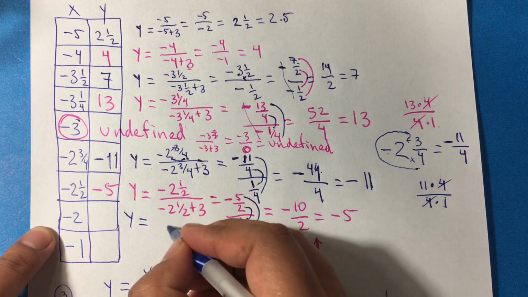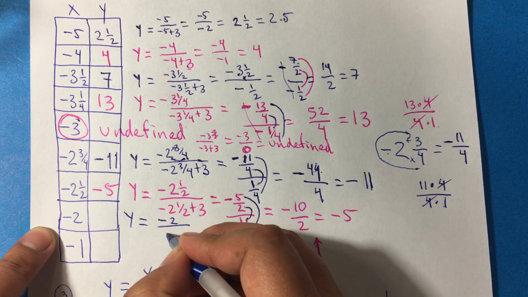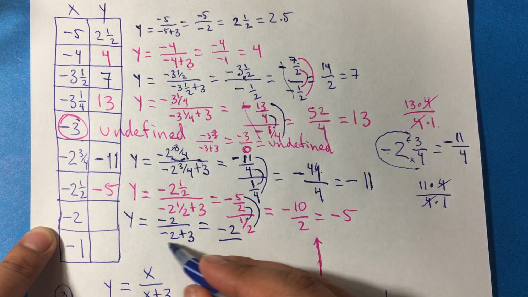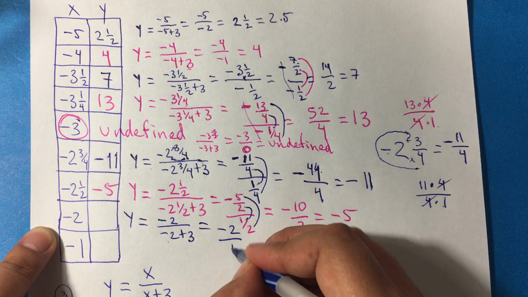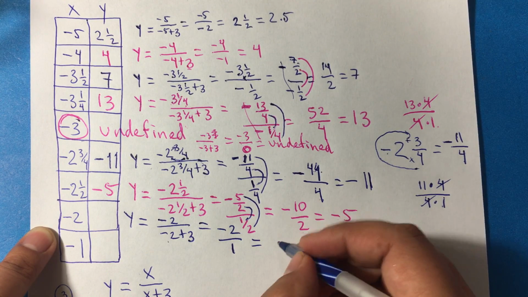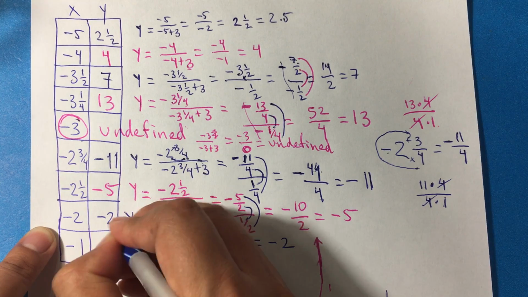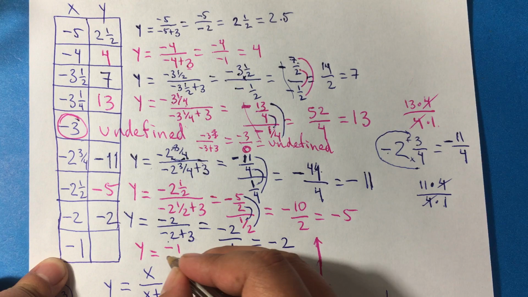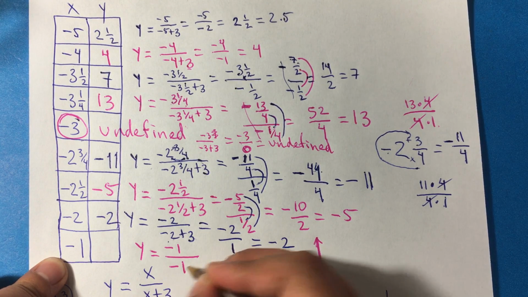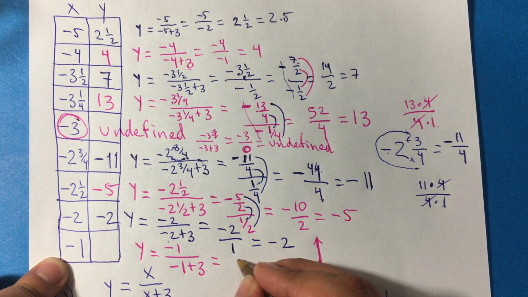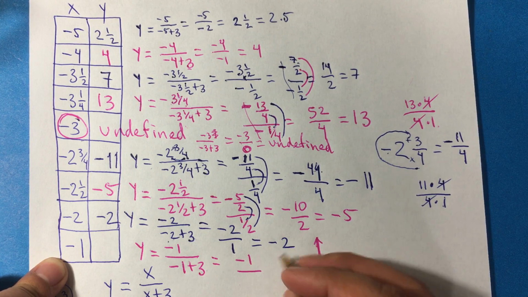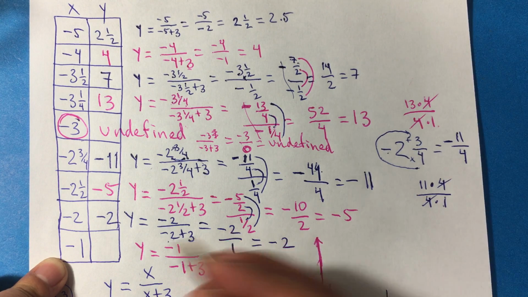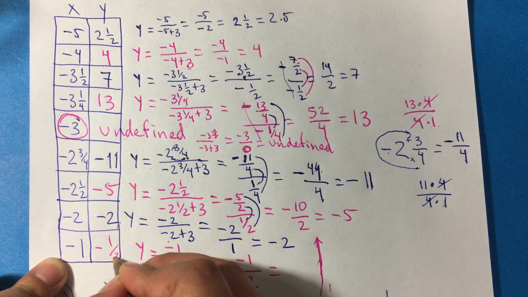So that's negative 5. For the next one, y is equal to negative 2 over negative 2 plus 3. Negative 2 plus 3 is positive 1. Negative 2 divided by 1 is negative 2. And finally, y is equal to negative 1 over negative 1 plus 3. Negative 1 plus 3 is positive 2, which is equal to negative 0.5, or just leave it as negative 1/2.